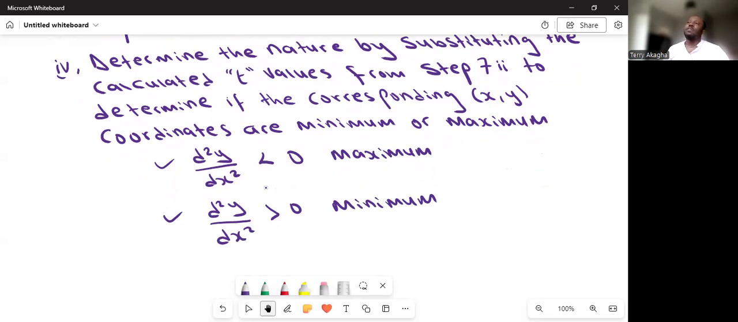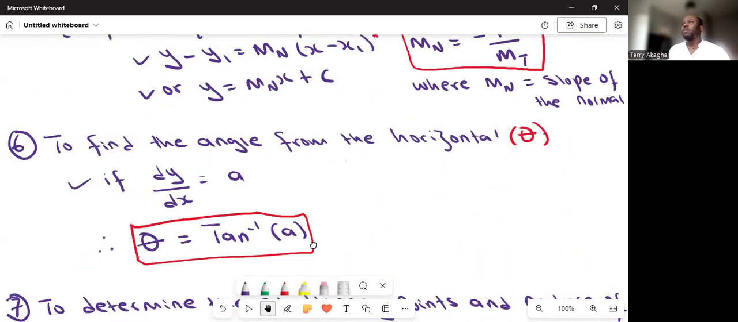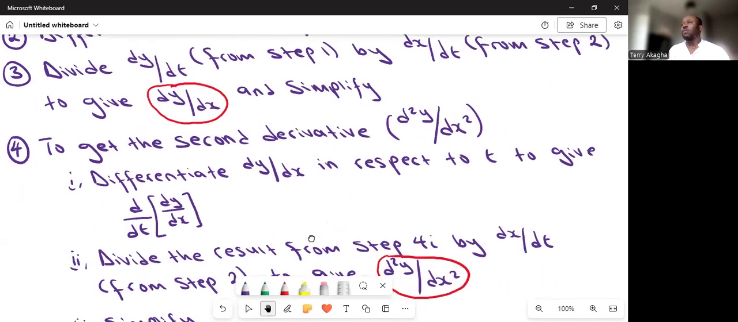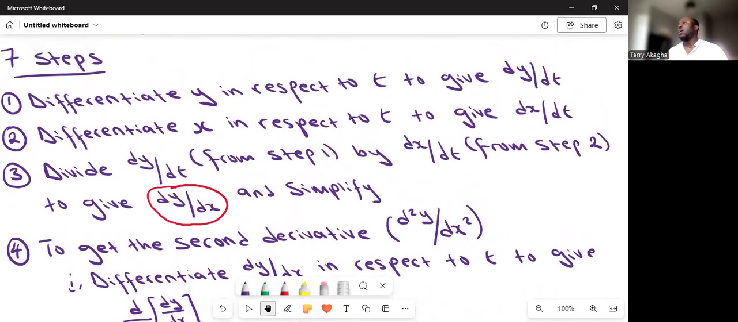So in the next videos, I'm going to go into each of these, and I'll start talking about how to solve questions for this. I'll start with how we find the first and second derivative. So we're going to talk majorly about step 1 to step 4 in the next video. I'm going to give questions that have to do with differentiating with respect to t, then getting the first derivative and getting the second derivative. So that's what we'll talk about in the next video.